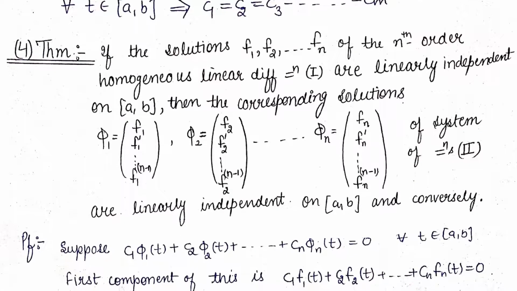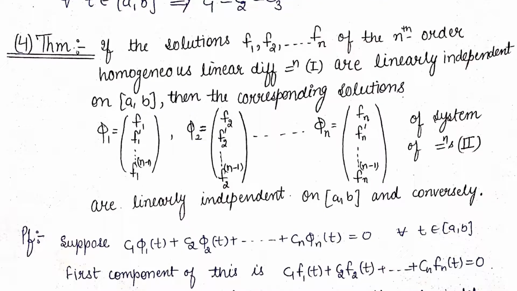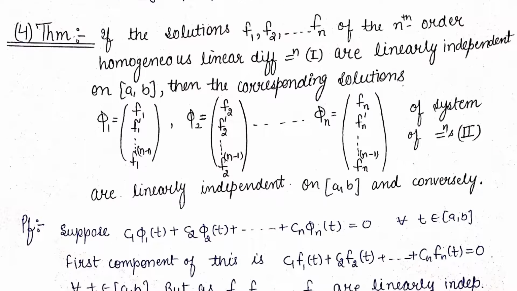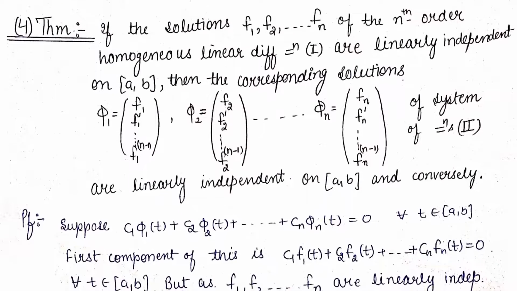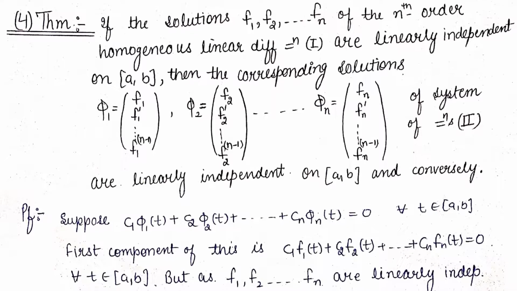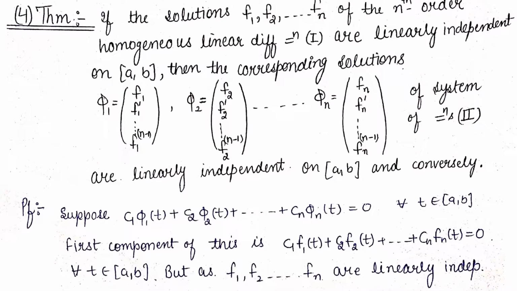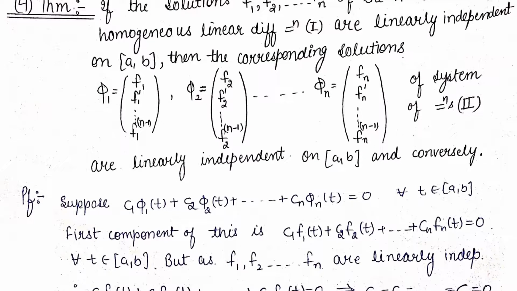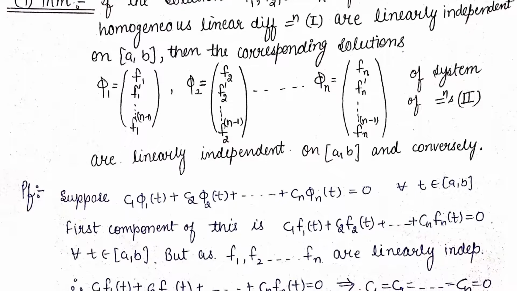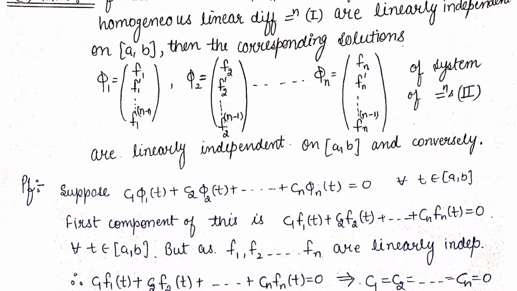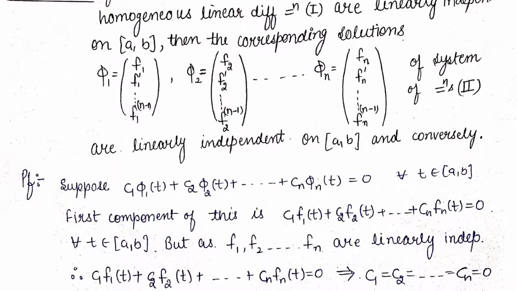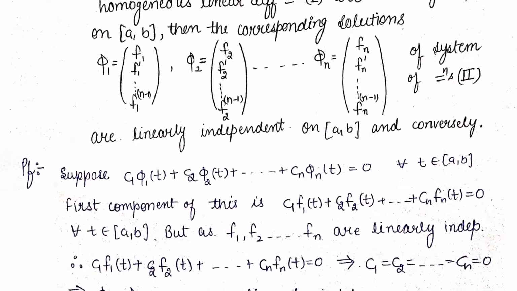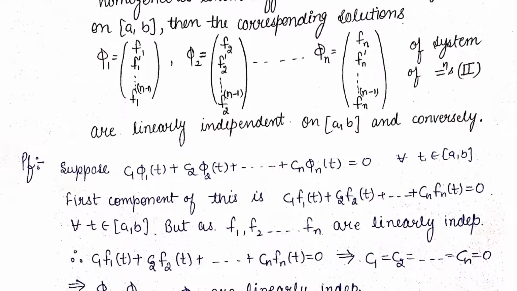So in theorem 4, if we are given n solutions of the nth order homogeneous linear differential equation which are also linearly independent, then we will prove that the corresponding solutions phi 1, phi 2, ..., phi n of the system 2 are also linearly independent, and conversely. Now for the proof, we first start by taking the combination c1 phi 1(t) plus c2 phi 2(t) plus ... plus cn phi n(t) equal to 0.